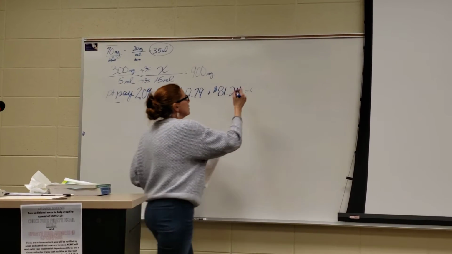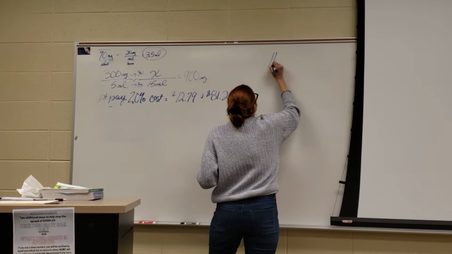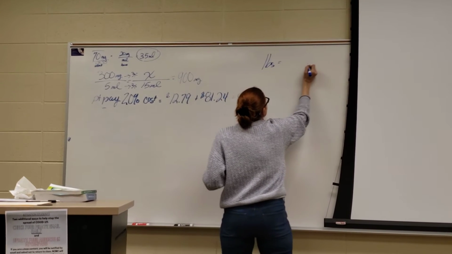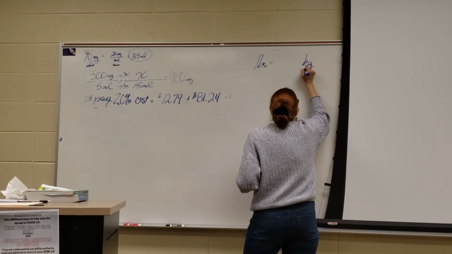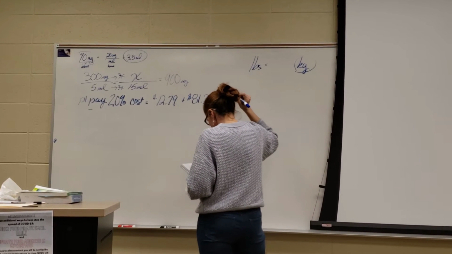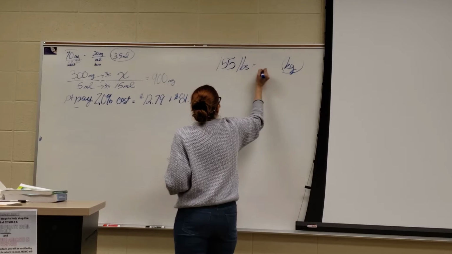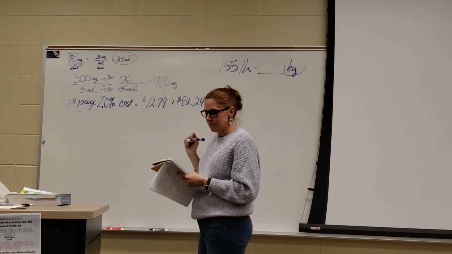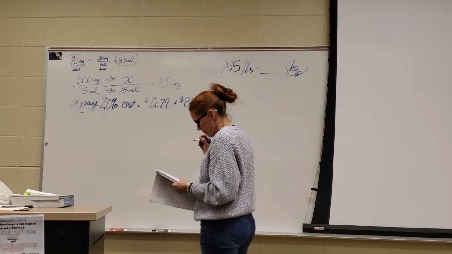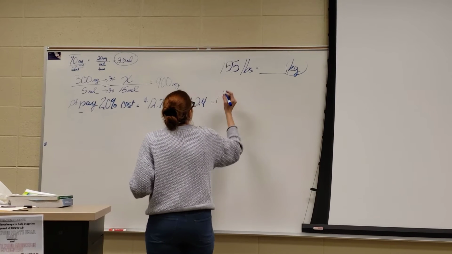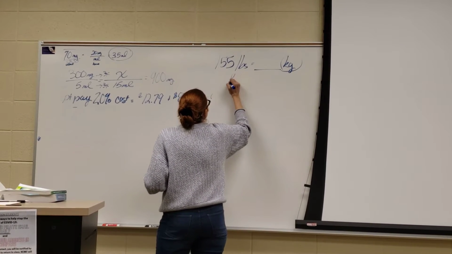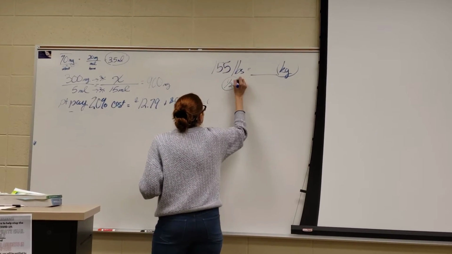Another one of my favorites. We're going pounds to kilograms. I always want my weight in kilograms, so it always gets smaller. So if you're 155 pounds, how many kilograms are you? Your ratio is 1 to 2.2.